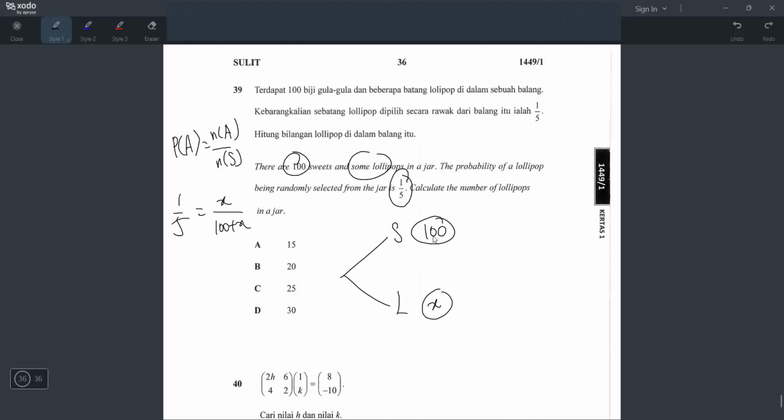The total number is 100 plus x. Calculate the number of lollipops means calculate x. And how to do it? Well, just simplify this thing lah.